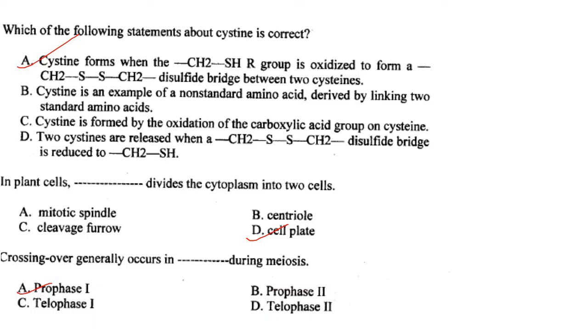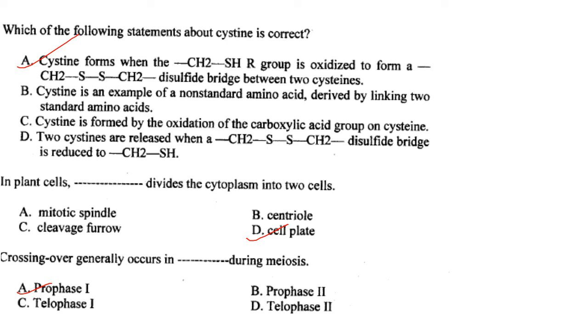Then, which of the following statements about cysteine is correct? So a cystine forms when the CH2SH R group is oxidized to form a CH2-S-S-CH2 disulfide bridge between two cysteines. So that is correct. So option A itself is correct, whereas other options are not correct.